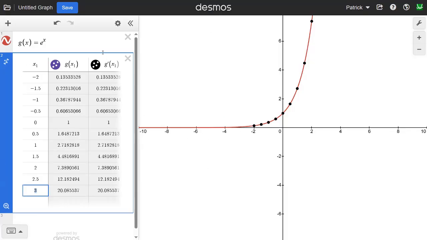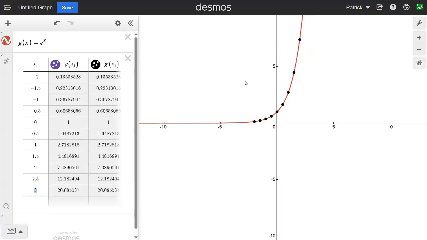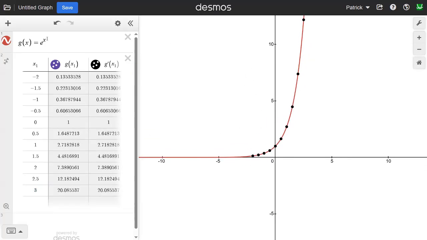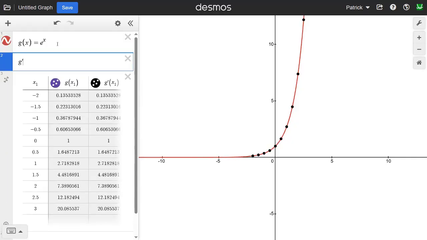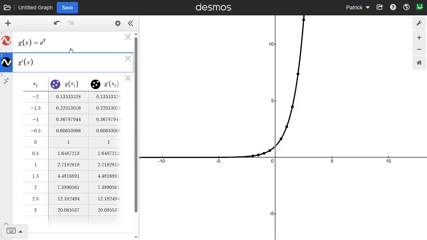And notice that the points in black for g prime of x are lining up right with the graph of g of x, which is e to the x. Additionally, I can use Desmos to just graph g prime. And notice it lines up perfectly with e to the x. So this further confirms that the derivative of e to the x is itself, e to the x.